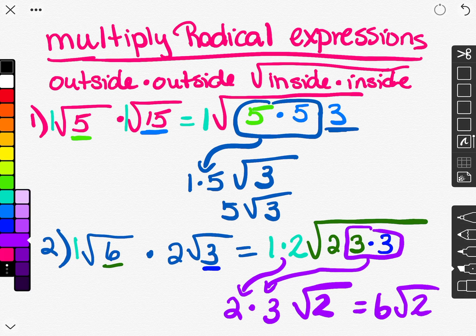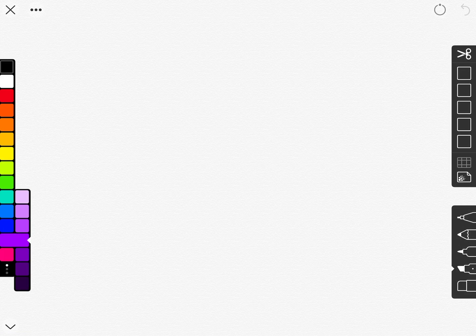Okay, you can always pause and ask Miss Sally some questions if you have some questions. Let's go to another example. I'm going to switch screens. And we're going to do, this is our third example. Our third example is 3 root 7 times 2 root 14.